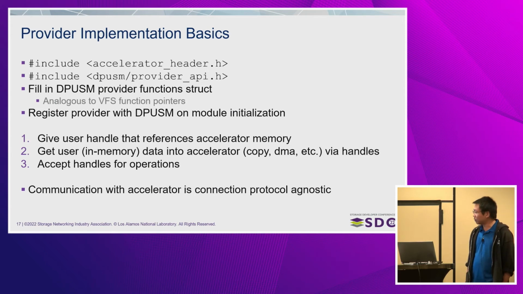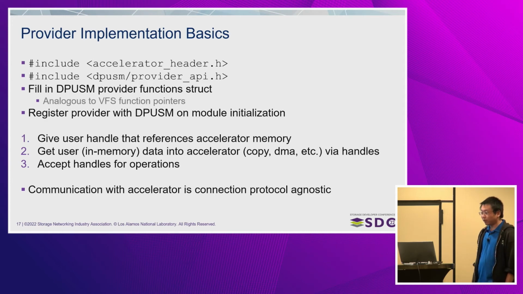Implementing a provider should be pretty easy, especially for a vendor. All you have to do is include your accelerator's API or header, and then include the DPU-SM's provider API. With those two headers, you should be able to fill in the DPU-SM provider function structure, which is a series of function pointers that you can view as analogous to the Linux ZFS function pointer structure. And once you have those functions defined, you can register your provider with the DPU-SM on kernel module init.